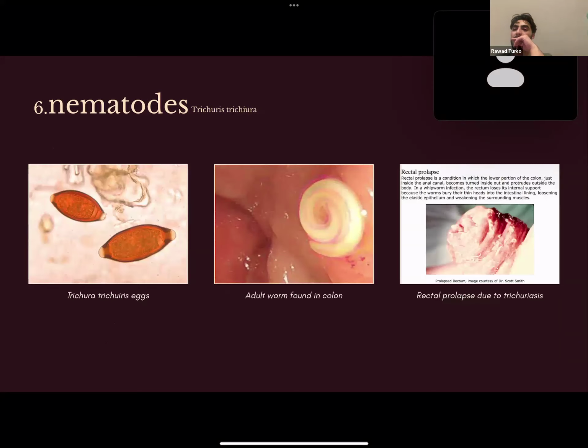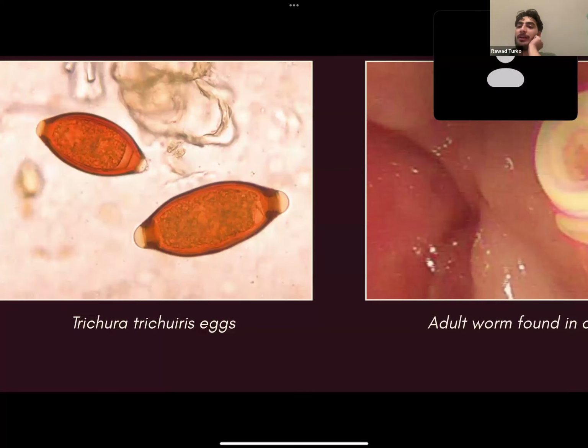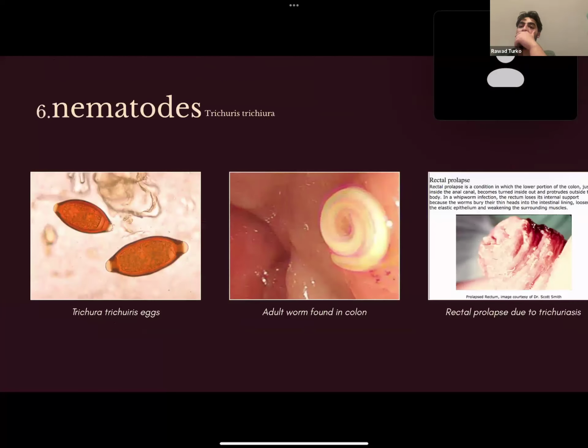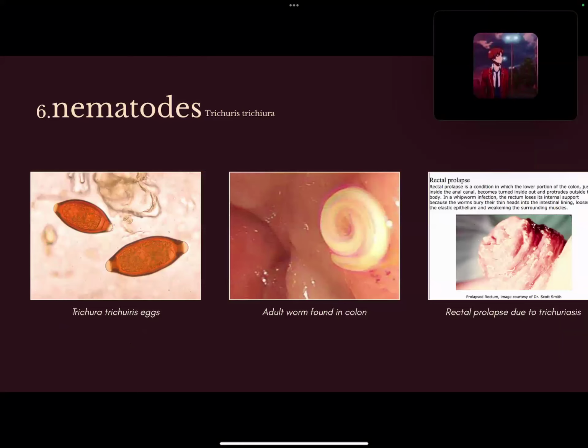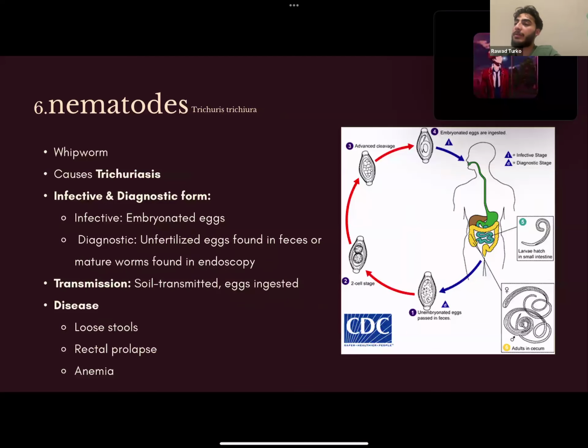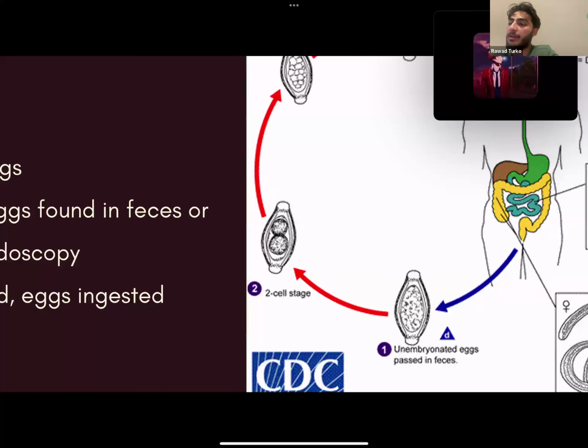Okay? You'll find this somewhere else. Okay? So this is what the eggs look like. You guys see this plug right here? This is very characteristic. Bipolar plug. Exactly, the bipolar plug. It's very characteristic of Trichuris. Okay, again, you can see it back here in the life cycle. This is what they look like.